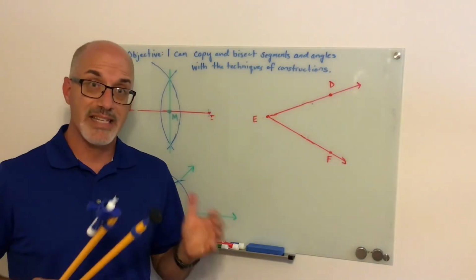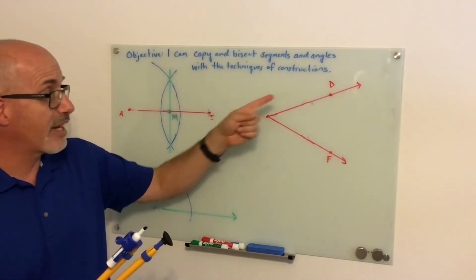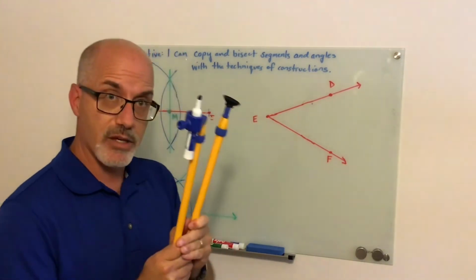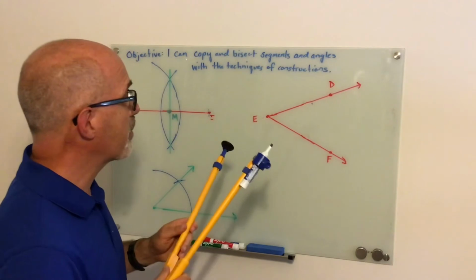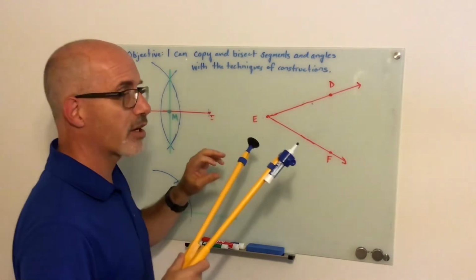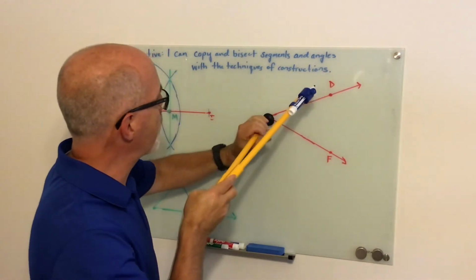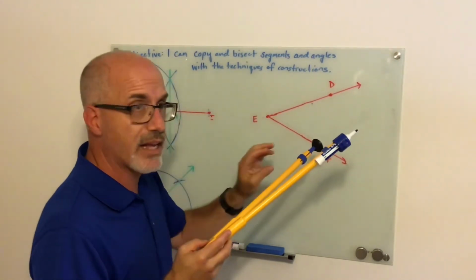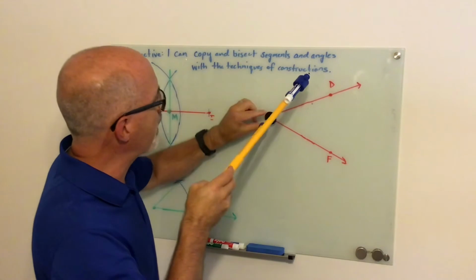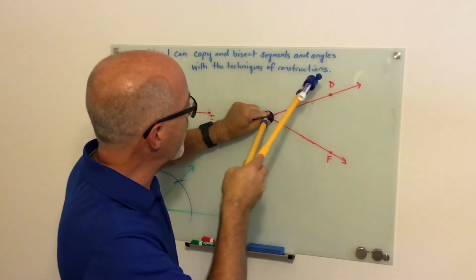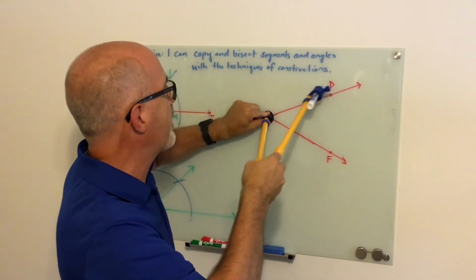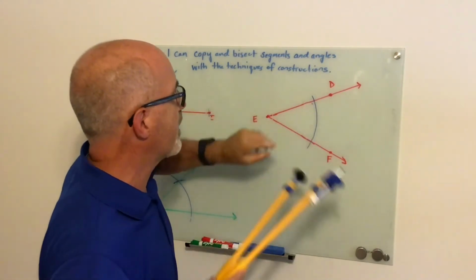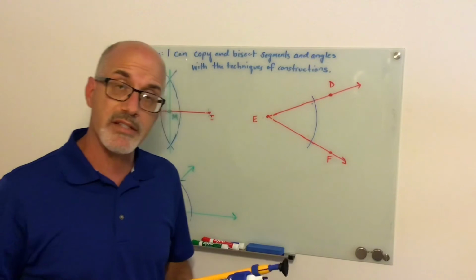My last technique, what I want to do is bisect this angle. To do that, I use my compass here. And what I'm going to do is go back and mark the arc, just like I did before. Now remember when you copied, you had to create a ray. Here I'm going to work right on the angle itself. So I'm going to put this part here on the vertex, and then I'm going to mark an arc here, intersecting the two rays of the angle.